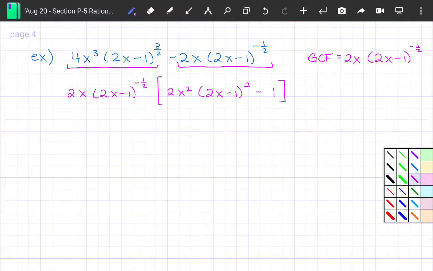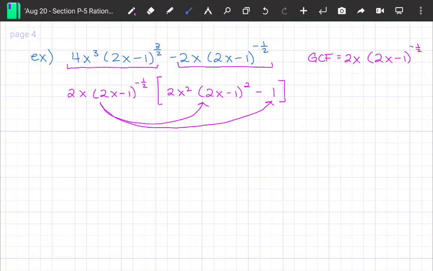So you can always test that by distributing. If I multiplied this by both of my terms, I would wind up with what I had. 2x times 2x squared is 4x cubed. And when you multiply with the same base, you end up adding the exponents, and negative 1/2 plus 2 is 3/2. It works. And then you multiply this by a 1, and you get that.